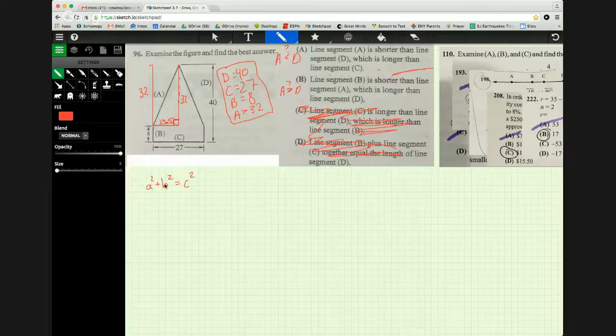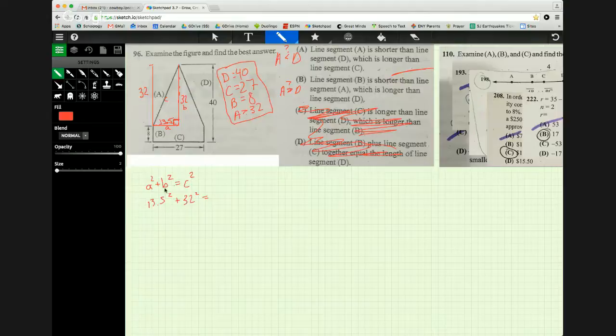Okay, so we need to say, well, this here being a, and this here being b, and this here being c, the hypotenuse. So we need to say is 13.5 squared plus 32 squared, and that's going to be our c squared. So 13.5 squared. Uh-oh, we've got to do some multiplication.